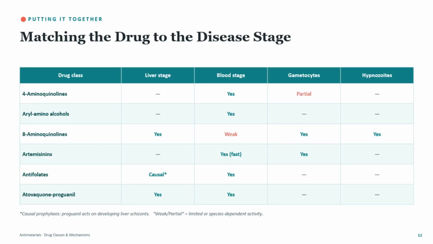Let me give you this matrix as your synthesis and revision tool. I want you to read each class across the parasite stages: liver, blood, gametocytes, hypnozoites. Let me highlight the standouts for you. The 8-aminoquinolines are the only ones covering hypnozoites. The artemisinins act fastest on the blood stages and also hit gametocytes, and the antifolates and atovaquone-proguanil have causal liver stage activity. I'd encourage you to pause the video and try to reproduce this table from memory.